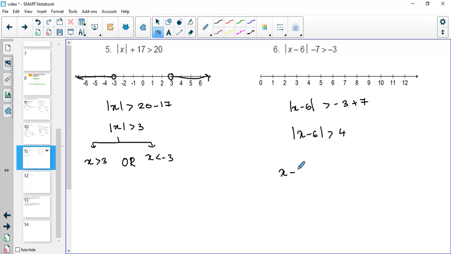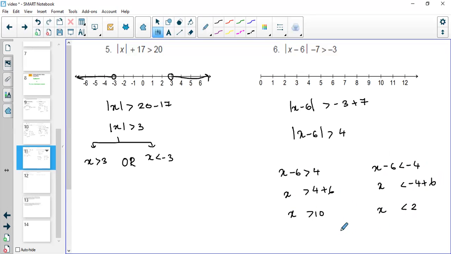So one is going to be x minus 6 is greater than 4. Another one is going to be x minus 6 is less than negative 4. Flip the sign as well as the number, I mean, inverse them. So this is going to be x is greater than 4 plus 6, which is going to be x is greater than 10. And this is going to be x is less than negative 4 plus 6. So x is going to be less than 2.